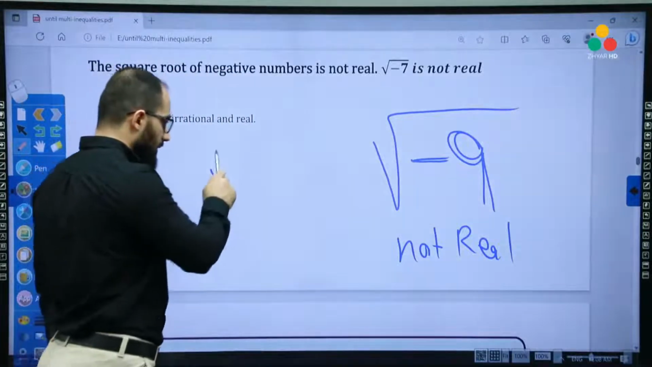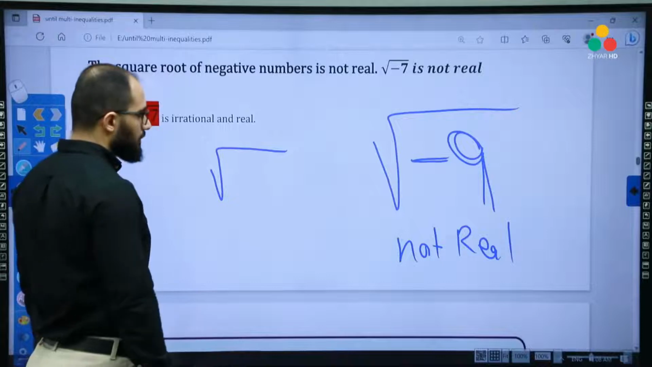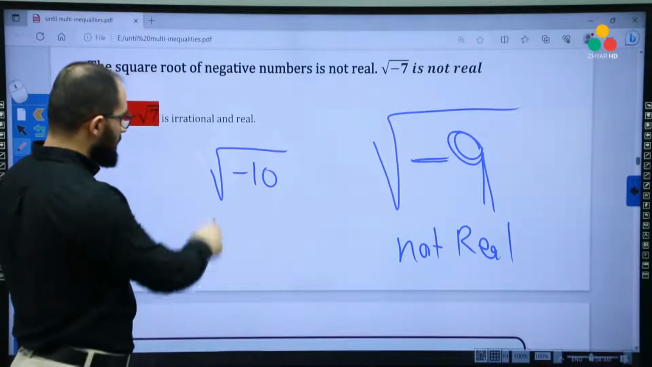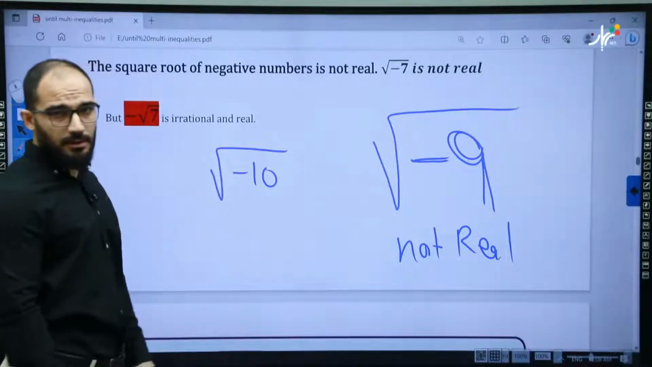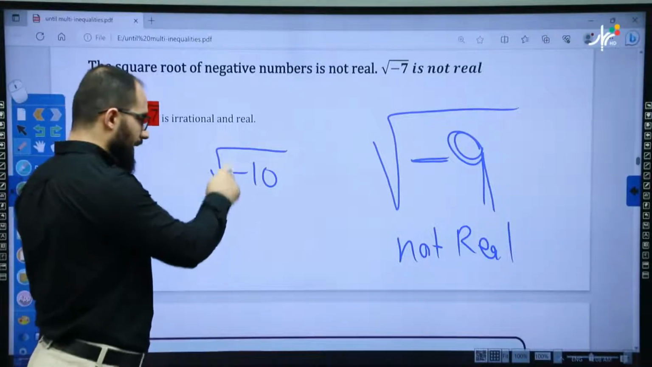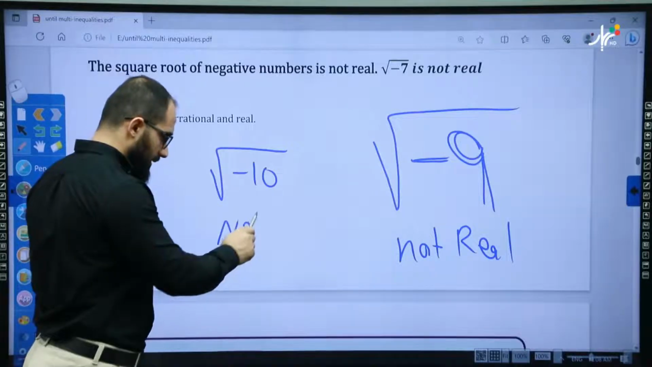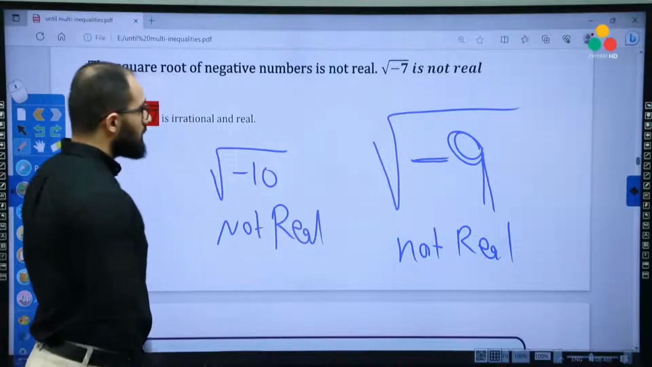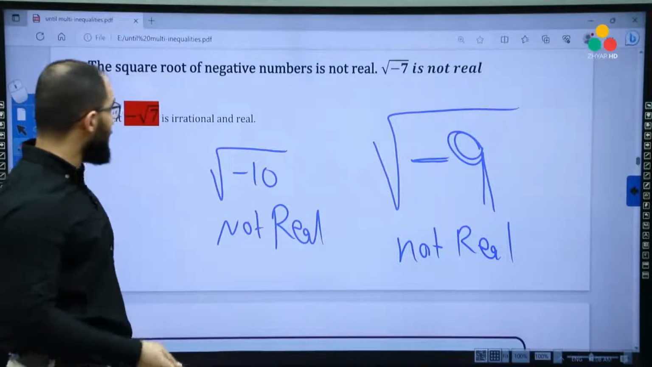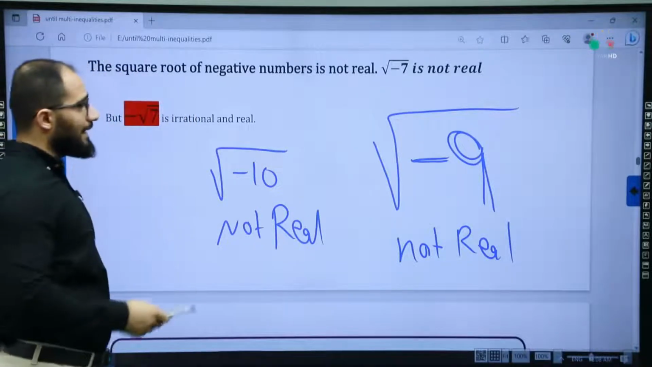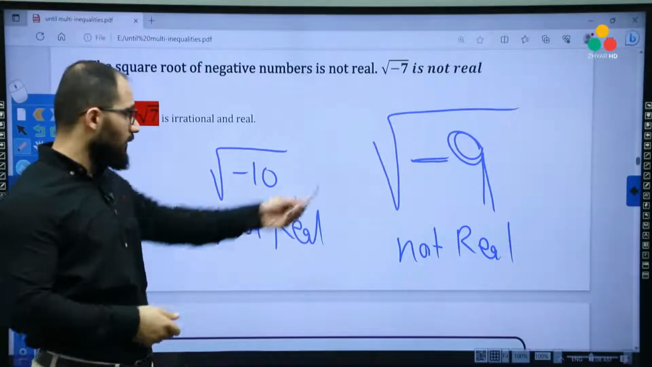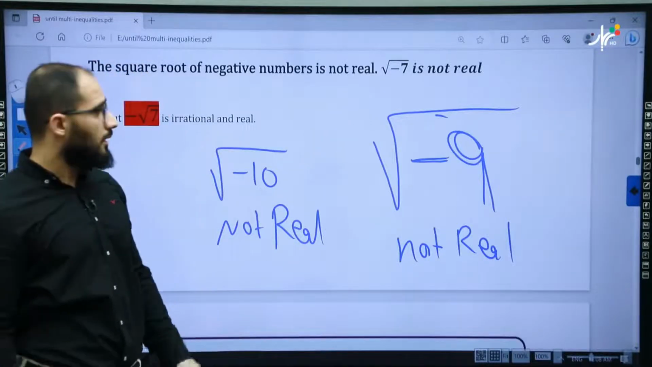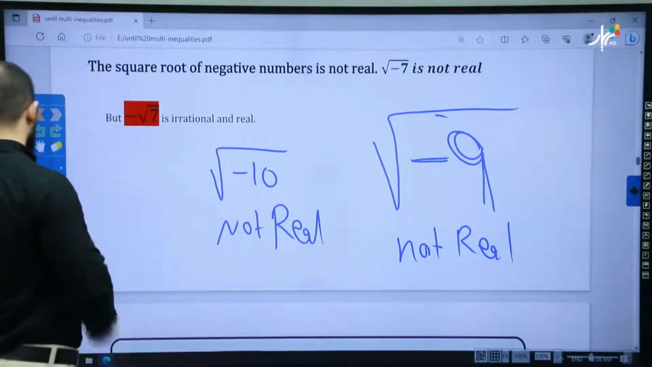Also, let's say we have the square root of negative 10. Because we have the square root of a negative number, that's why this number is not real. Okay, so again, I'm going to repeat it. The square root of negative numbers is not real.